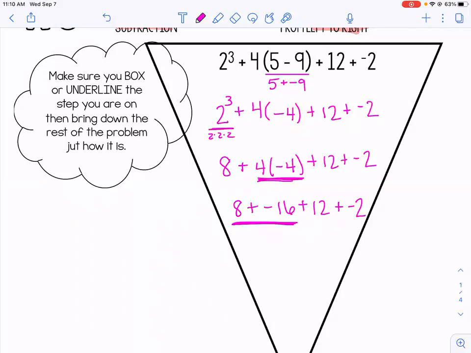I'm adding 2 different numbers. They have different signs. So I'm going to subtract the 2 numbers and keep the bigger sign. So what sign am I keeping? Positive or negative? Negative.